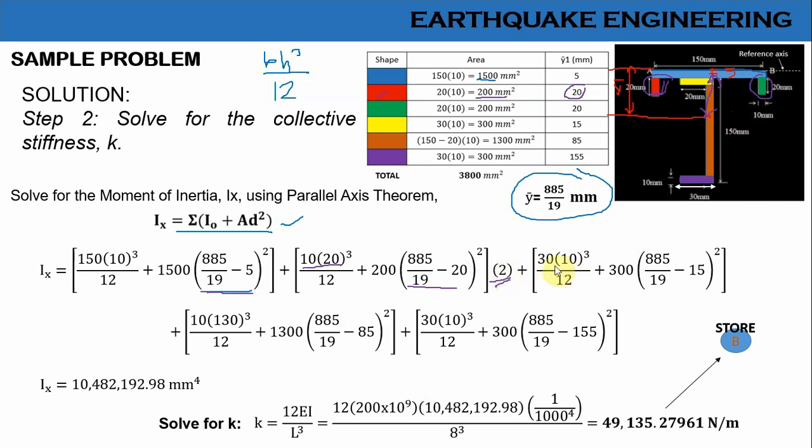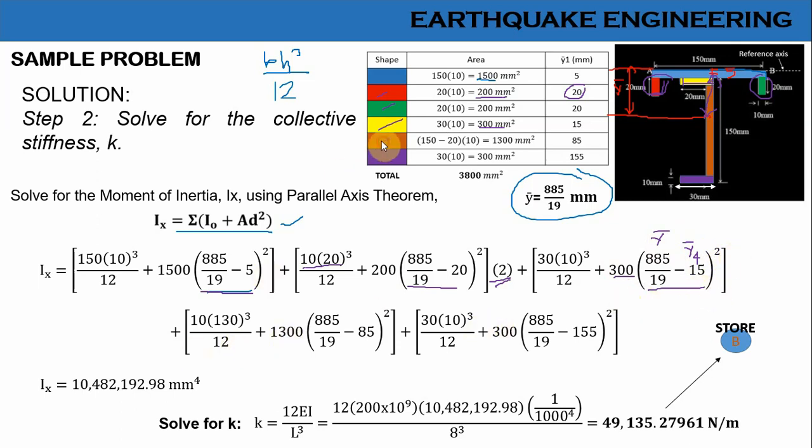Then here we proceed to the green shape, and then the yellow. For the yellow, it's just 30 times the 10 thickness cubed over 12, plus 300, which is your area here, times, same again, 885 over 19 minus 15. This is your y bar, and this is your y bar 4, so you subtract them and square it.